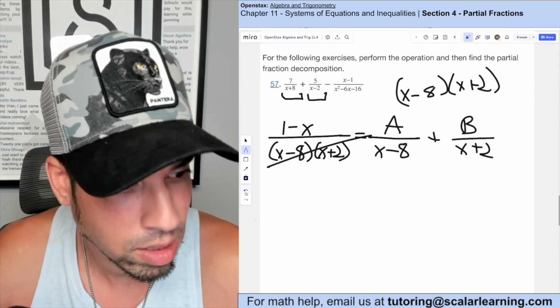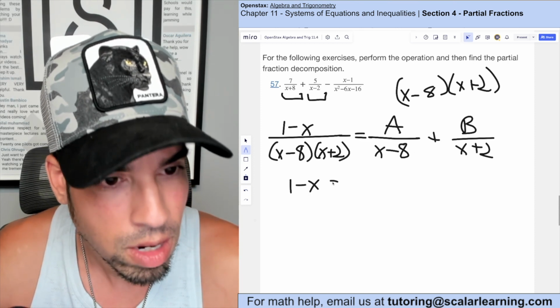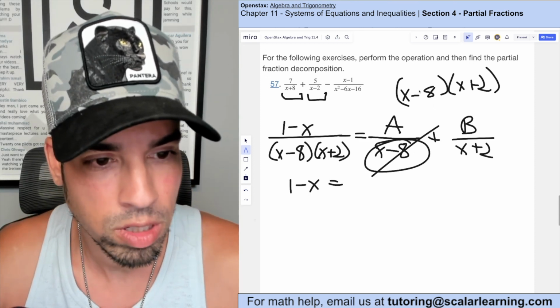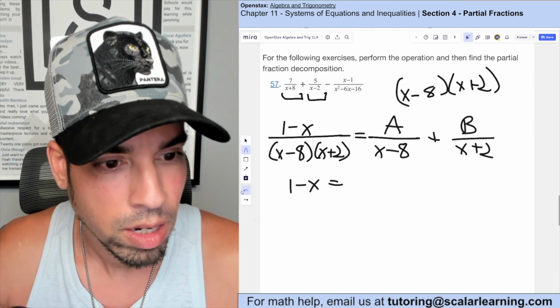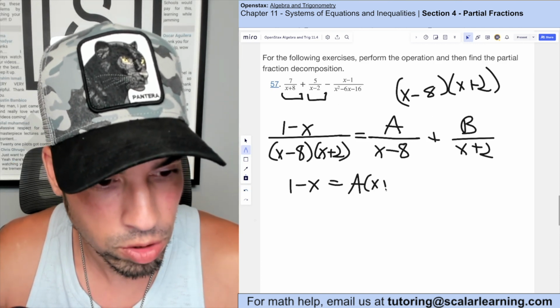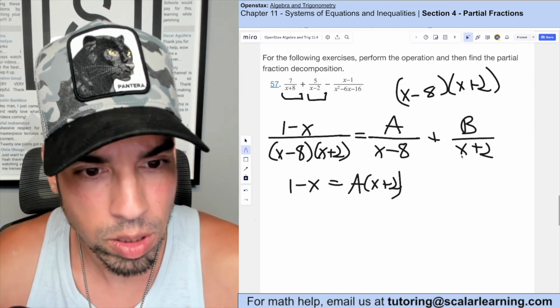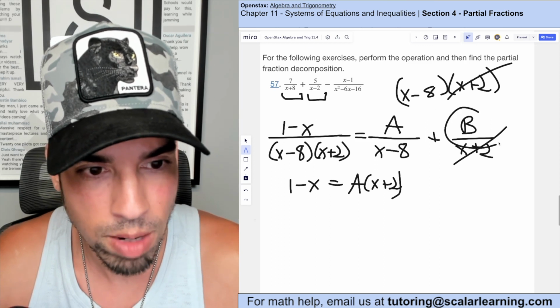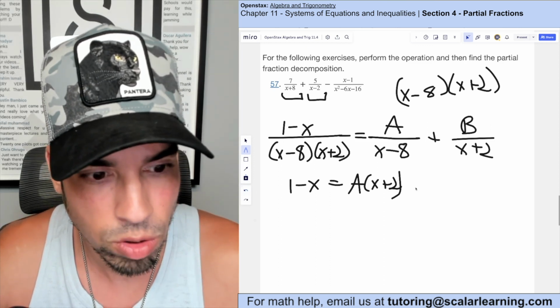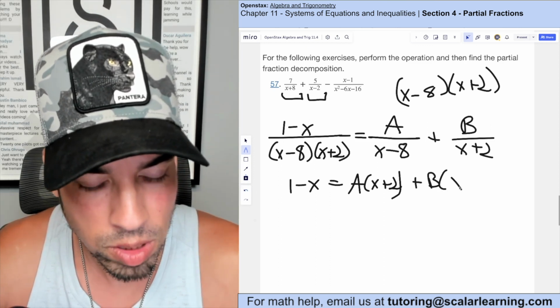On the left side, that's going to cancel out. We got 1 minus x. On the right-hand side, when we multiply here, these are going to cancel, and we got A times x plus 2. And then over here, we're going to multiply. These are going to cancel. We got B times x minus 8. So plus B times x minus 8.